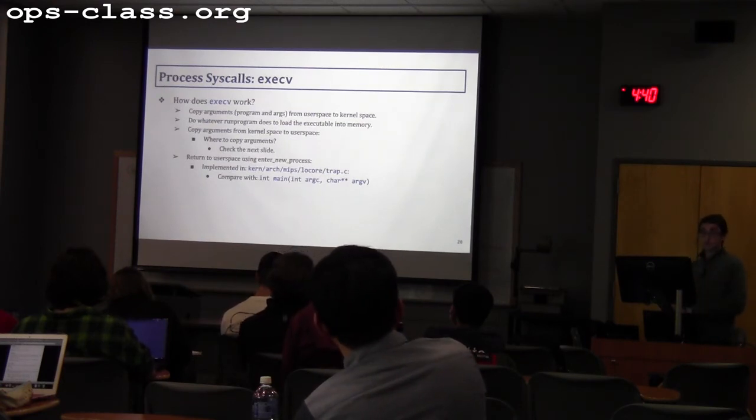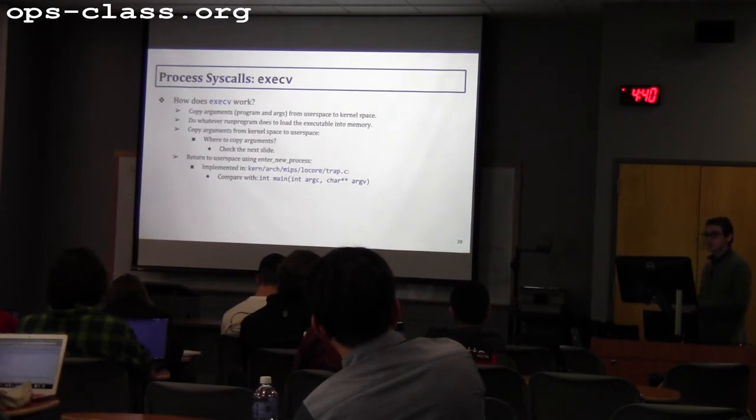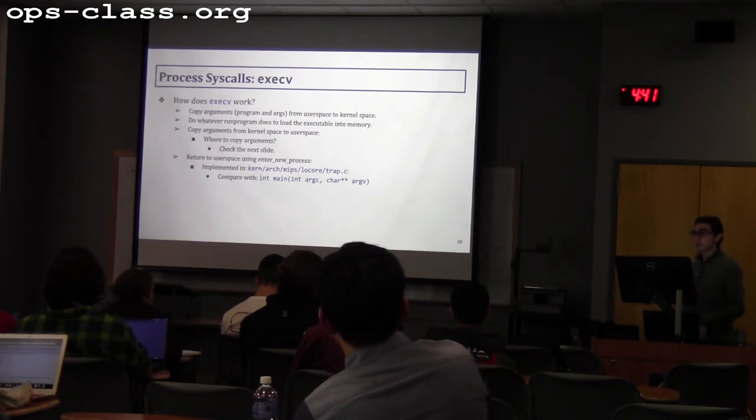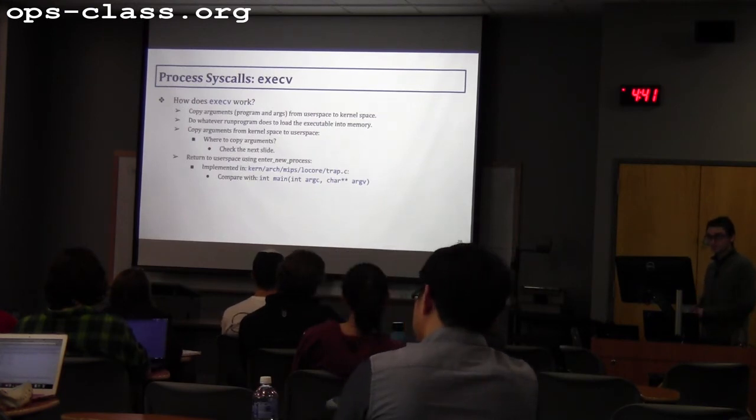But let's ignore the enter new process. So the first step will be copying the arguments into kernel space, then loading the executable into memory, and the third step is copying arguments back from kernel space to the user space. Why? Because if we pass a kernel buffer pointer, the user has no access to the kernel address space. So you must copy the arguments back into the user space.